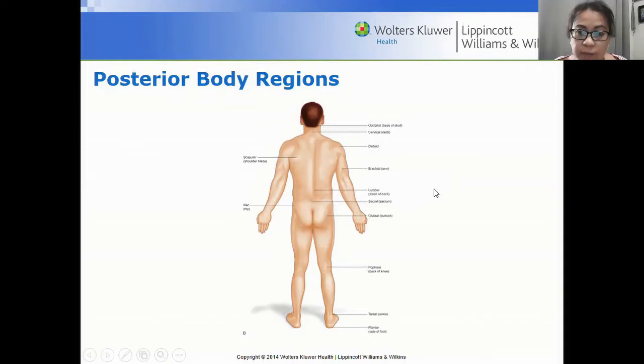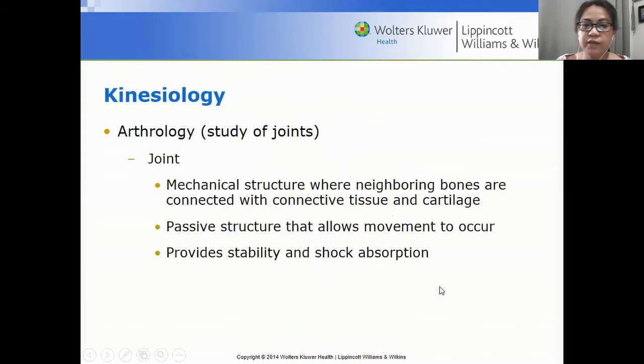Lumbar is the back portion of your spine, and then the sacral is the lower part of your spinal column. And then the gluteal, which is the local term for buttocks. And the popliteal is the back of your knees, and then the tarsal is on the lower portion of your body, or the inferior.